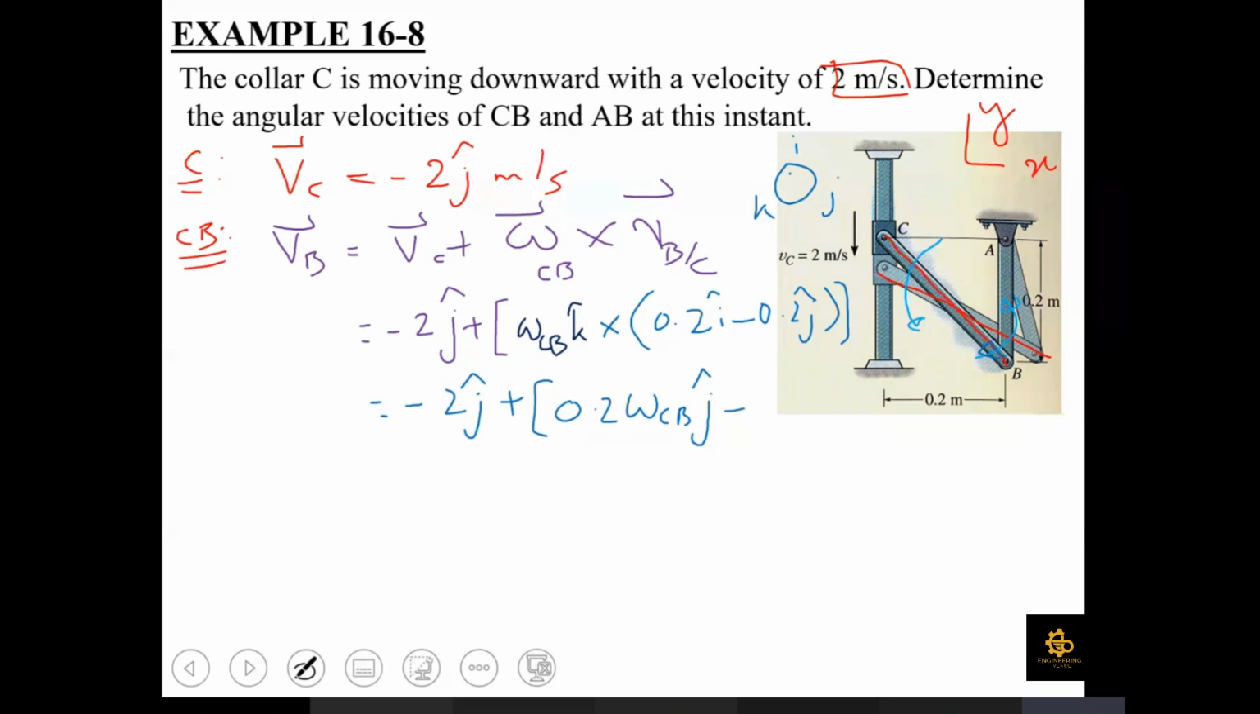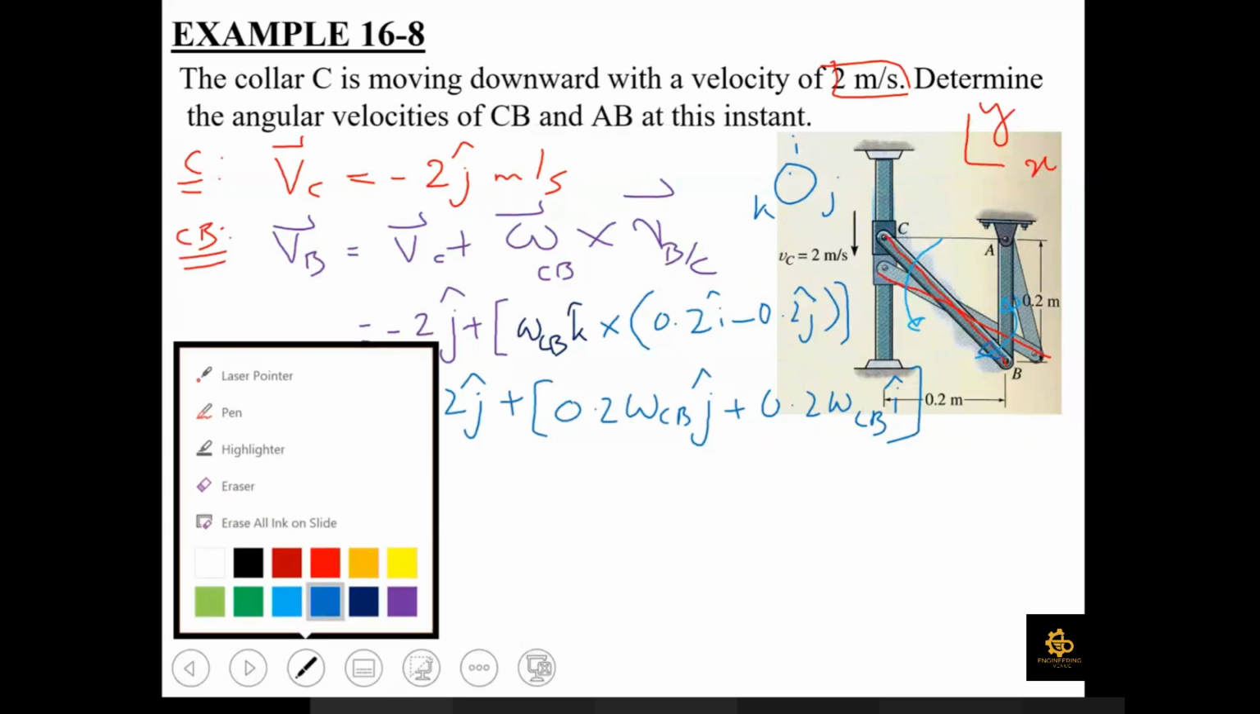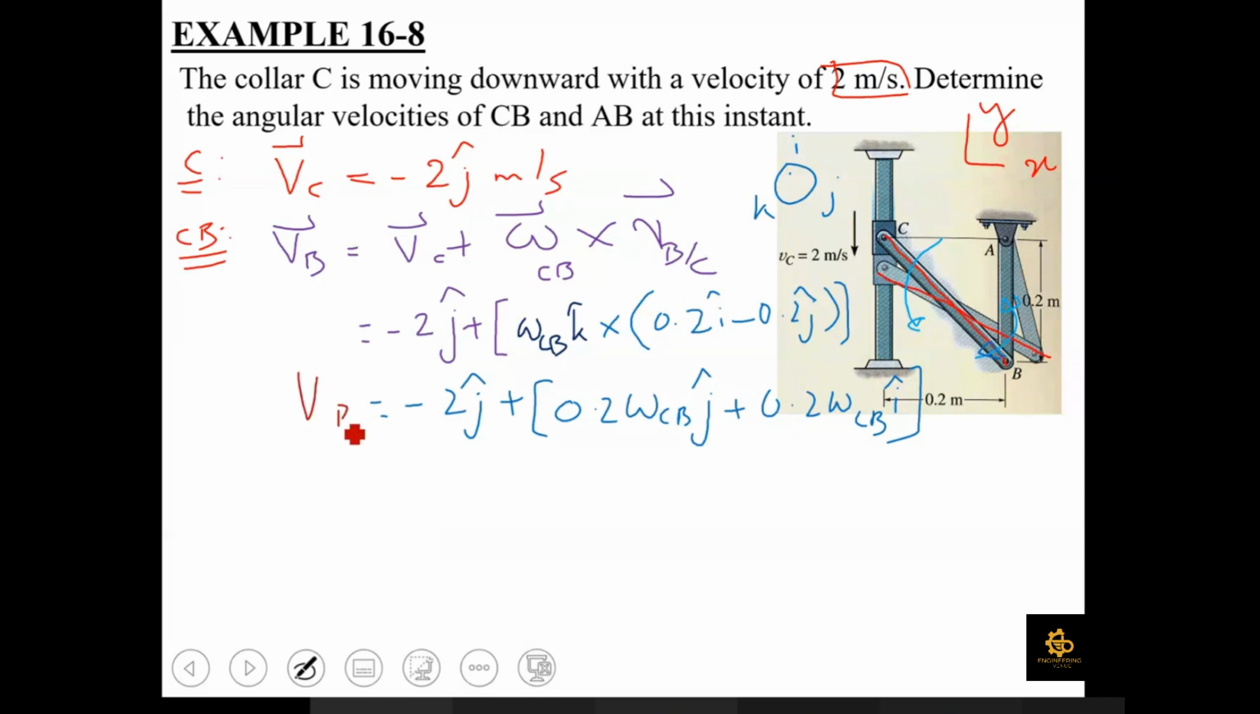The second term is minus sign, since it is already present, minus 0.2 omega CB. What is K cross J? Negative I. Negative I, so negative negative becomes plus, and here we get this cross product, which is minus 2J plus 0.2 omega CB J plus 0.2 omega CB I. So this would represent the velocity of point B, which is velocity B. Is this point clear?